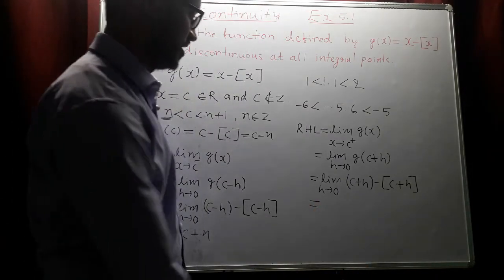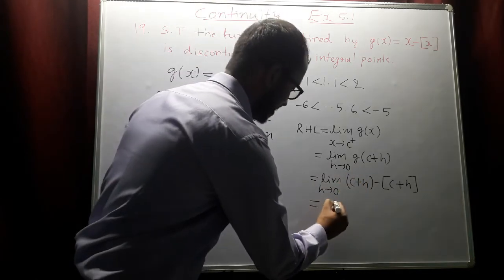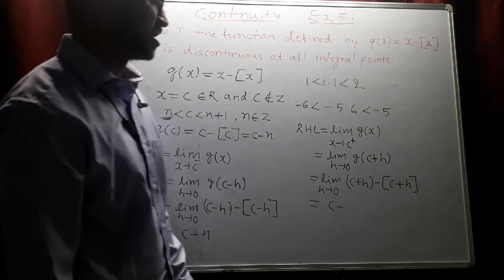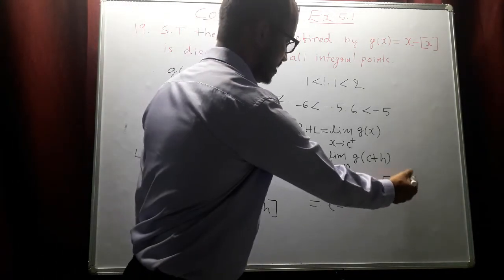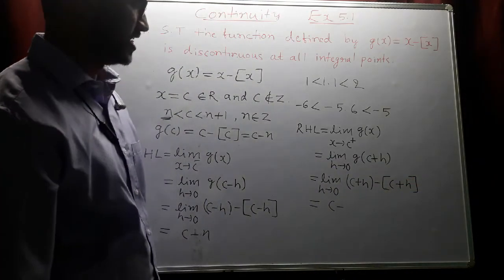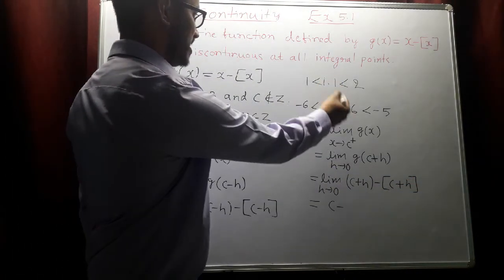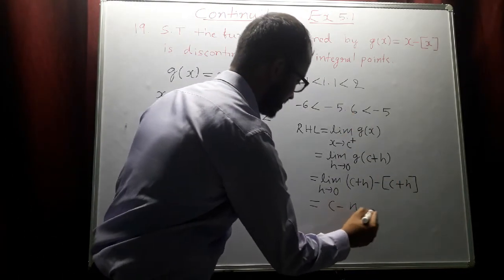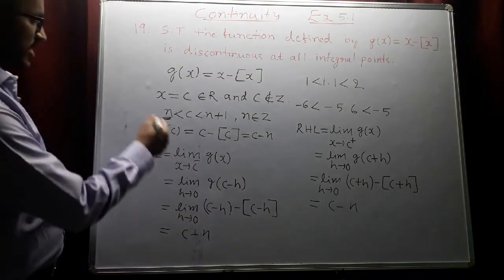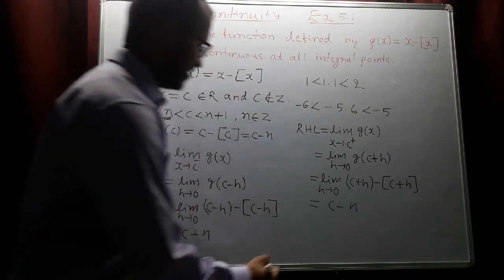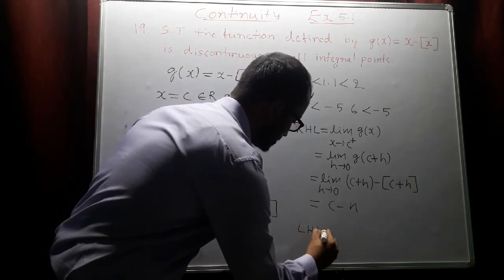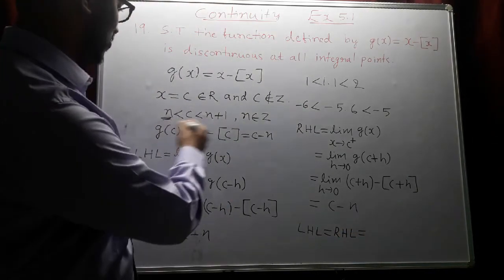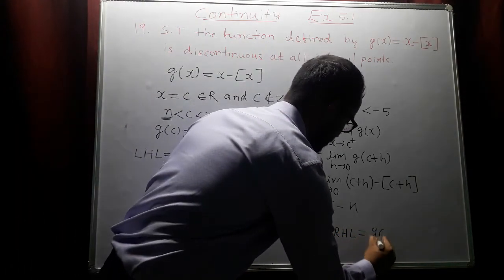Again, if you substitute the limit, this becomes c minus the value of greatest integer less than or equals to c plus h. Since h is a very small quantity nearer to 0, again by seeing these examples, what we can conclude, this value will also be n. So we can clearly see that left hand limit is equal to right hand limit. So that is equal to the value of the function at the point c.